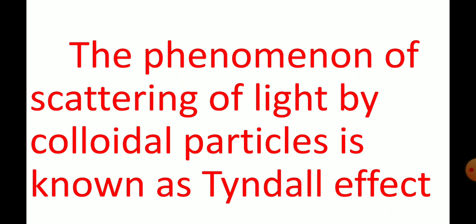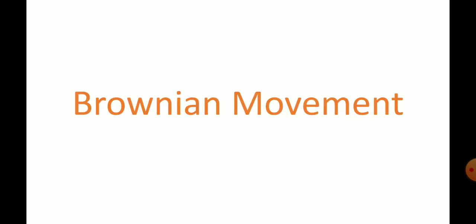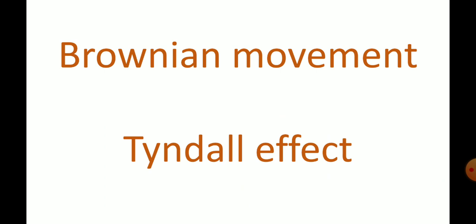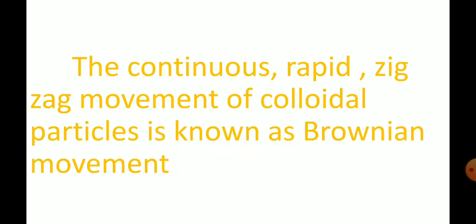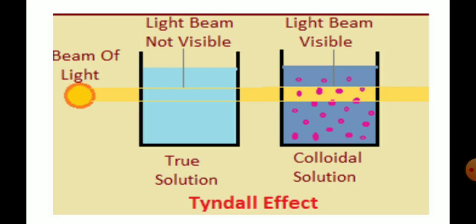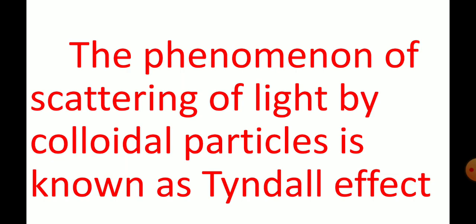So, in this video, what are the things we have seen so far? We have seen the properties of colloidal solutions. There are two properties we have discussed: Brownian movement and the Tyndall effect. What is Brownian movement? The continuous rapid zigzag movement of colloidal particles is known as Brownian movement. Then what is called the Tyndall effect? The scattering of light by colloidal particles is known as the Tyndall effect.